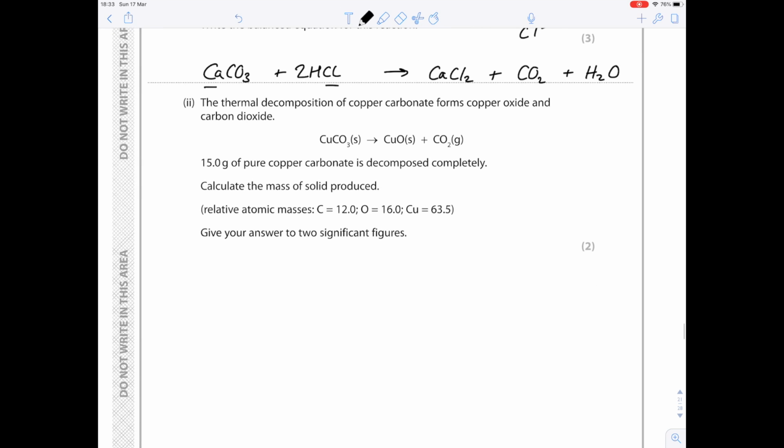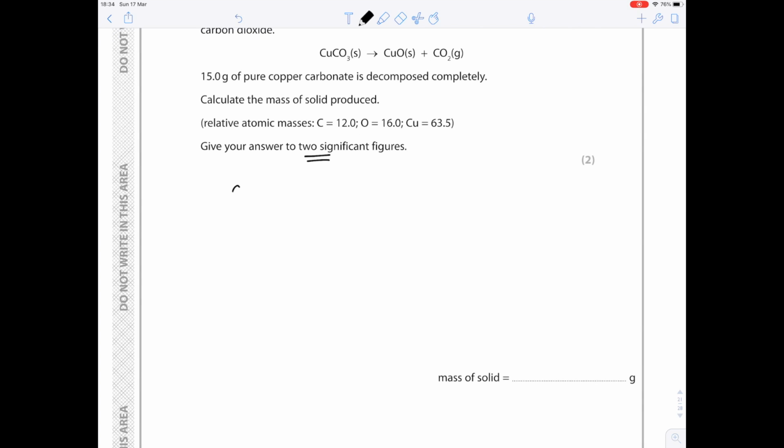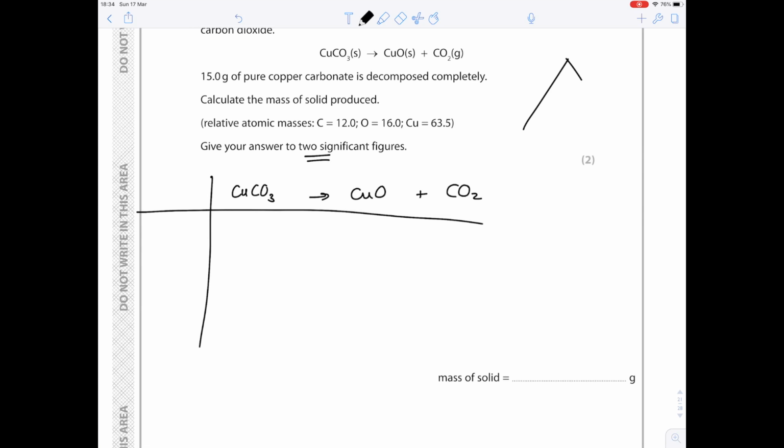The thermal decomposition of copper carbonate forms copper oxide and carbon dioxide. 15 grams of pure copper carbonate is decomposed completely. Calculate the mass of solid produced. Give your answers to 2 sig fig, so we must do that. So this is how I'm going to do it. I'm going to write out my balanced symbol equation again. If you've watched my mole calculations, then you know I love a table format. And we're going to write the formula triangle we're going to need up here. So that's mass, Mr, number of moles, and we're going to label our table with the same tags.